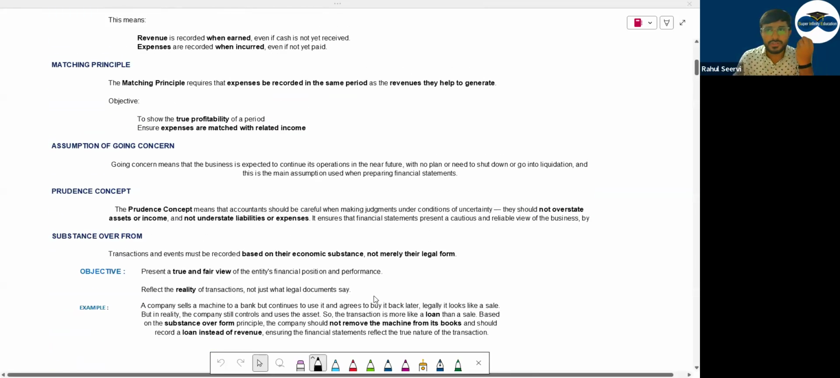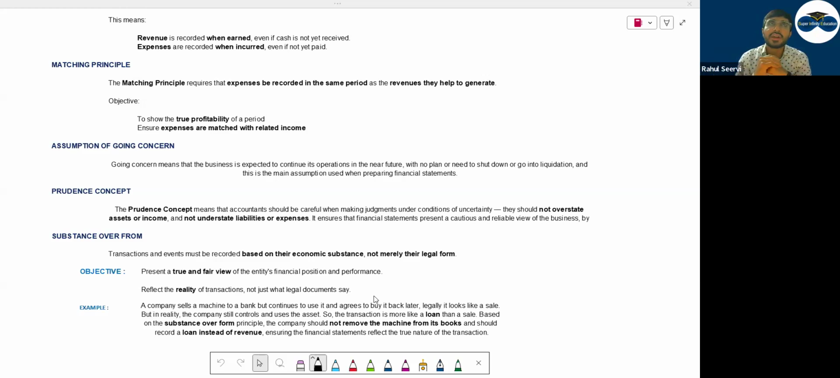Now coming to what the prudence concept means. Prudence concept says that you should not overstate your assets or income. You should not understate your liabilities and expenses. A basic sense: never overstate income. If you overstate the income, it will not give a fair presentation. You are showing the value of the company as more, when actually it is not. When coming to liabilities and expenses, you should not understate them. You should show the actual liabilities and expenses.